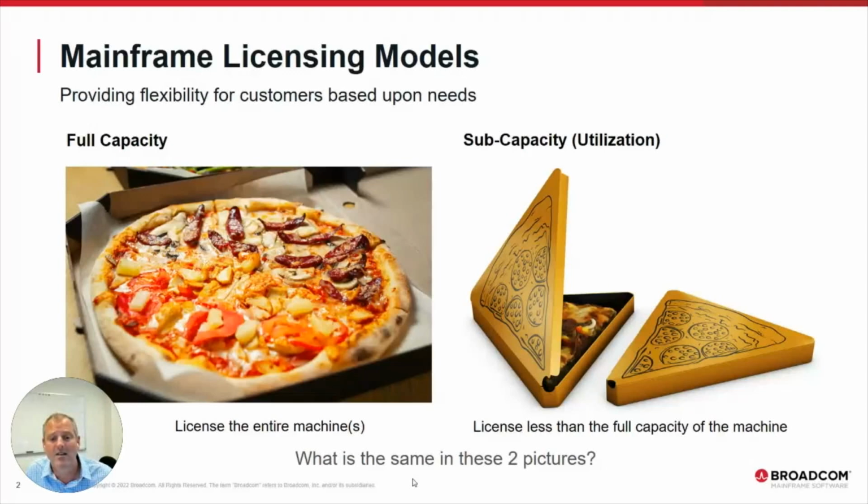Because sub-capacity licensing models introduced a new metric with a new variable, the rolling 4-hour average. And something new impacted your costs now: time. When you want to run your workloads could impact your software licensing costs. This is where things got a bit more complicated for both customers and software vendors.